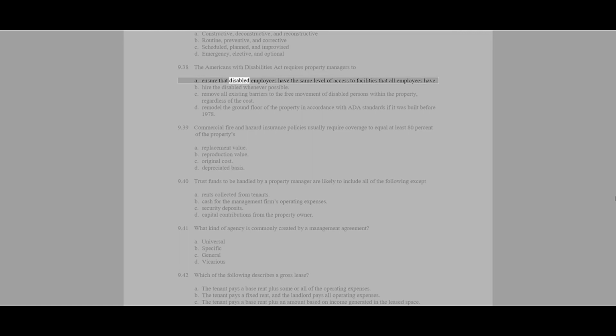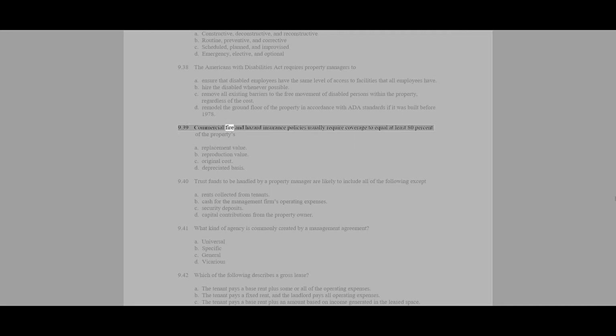9.38 The Americans with Disabilities Act requires property managers to A. Ensure that disabled employees have the same level of access to facilities that all employees have. B. Hire the disabled whenever possible. C. Remove all existing barriers to the free movement of disabled persons within the property, regardless of the cost. D. Remodel the ground floor of the property in accordance with ADA standards if it was built before 1978.